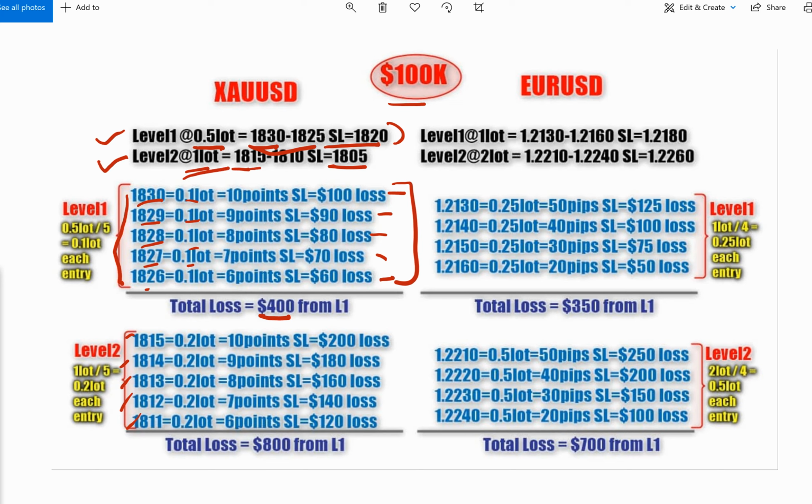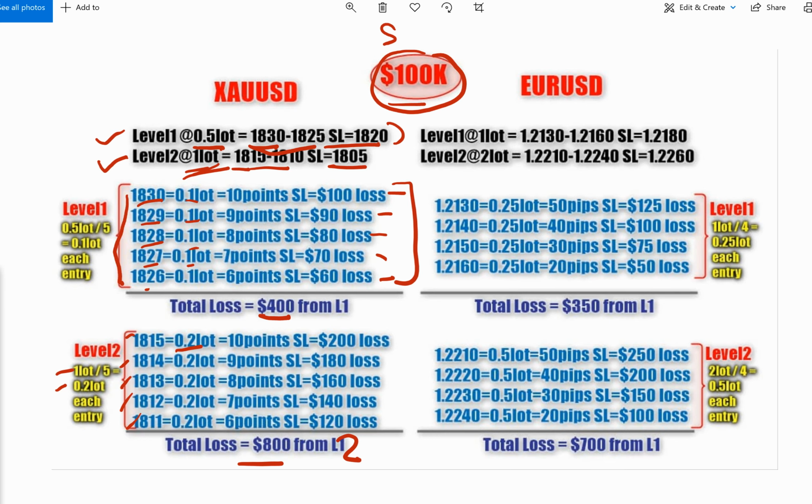Now in level 2 also there will be 5 entries. So one lot divided by 5 equals 0.2. So each entry is going to be traded with 0.2 lot size, and if SL hits for level 2, then the total loss will be $800. So even if the SL hits for level 1 and level 2, then the total loss borne by the client will be $1,200, which is very negligible in front of the capital of $10,000.